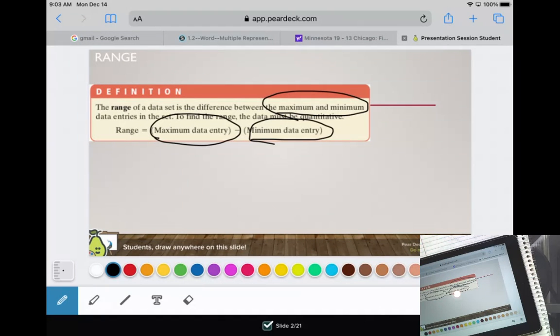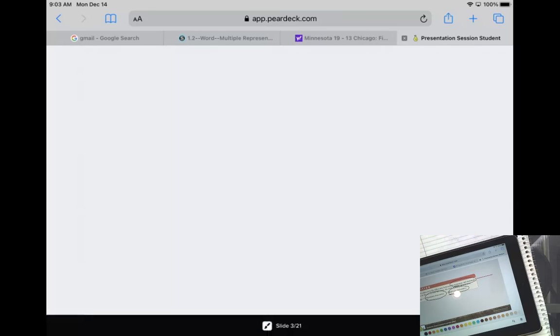They either give you a table, a list of values, a stem and leaf plot, a dot plot, or a frequency table. It doesn't matter. We look at the values and take the highest minus the lowest.